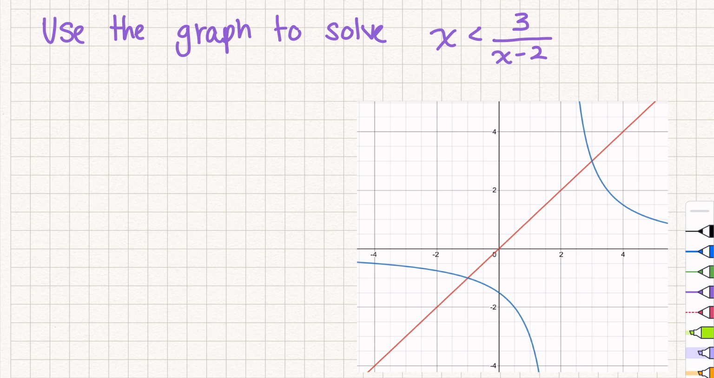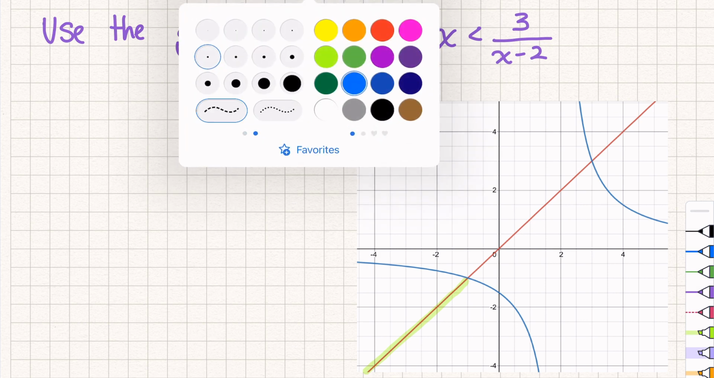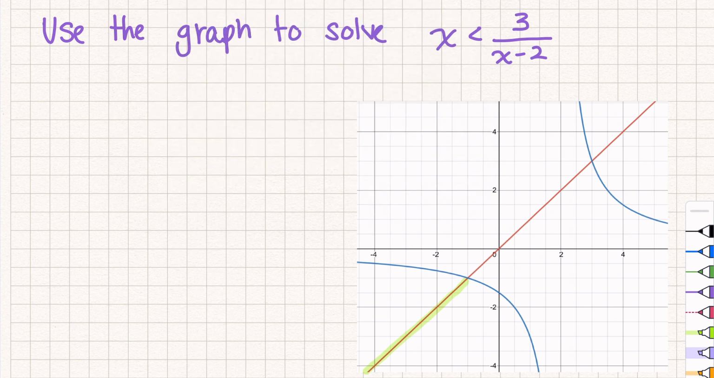Take a moment to yourself to take a look. We can identify that up until this point it's below. Where else is it below? Now, because this is rational, we are going to have an asymptote. So let's identify where that asymptote is. We can see that our rational function in the blue is approaching but never touching 2 right here. So this is at x equals 2.